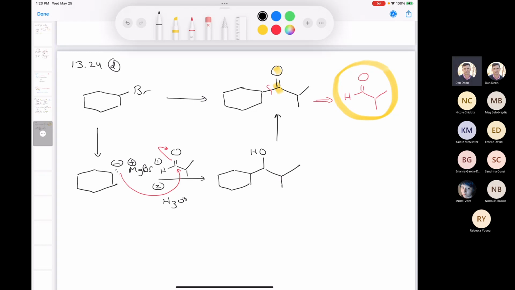And then if we want to oxidize that, you can use PCC or Dess-Martin periodinane in dichloromethane, or you could use a Swern, which is what? Oxalyl chloride and DMSO in the first step, and then you have triethylamine in the second step. Any one of those would work, or you could use sodium dichromate. Any one of those reagents will work to perform this oxidation. Any questions about that one?